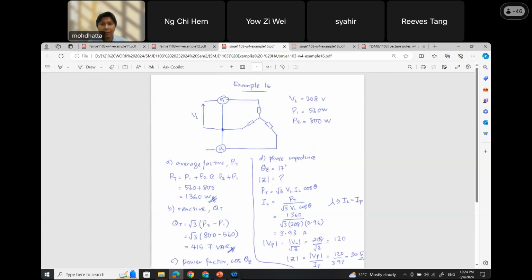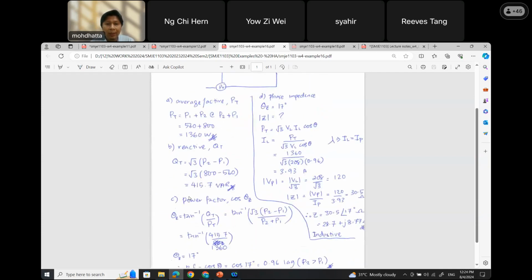So let's see the solution. This is what is told to us in the question. The setup is a 2-wattmeter method, where we have the line voltage information, and we have the information of P1 and also P2. As we discussed just now, for the average power P total, we just get the summation of P1 and P2, and bam, we got the value.